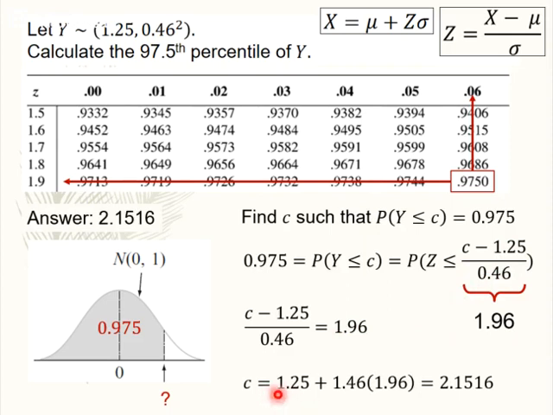2.1516. If you look at this part of the formula, this is exactly equivalent to this. So it's like that standardizing formula, but now going back to your non-standard case. So remember mu is 1.25, which is what I have here. And then your Z value from the table is 1.96 and sigma is 0.46. So this is now how you get to the answer for any percentile, even if you want to do it later for one of our other distributions. It's the same kind of idea behind it.